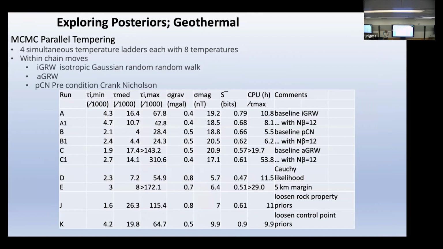So I won't go through this table. We had a number of within-chain moves, all based on random walks because we couldn't get anything else to work. And something called a preconditioned Crank-Nicolson gave the best results. I've got the formula on the previous slide. It's essentially a trade-off for some values of the parameter space.